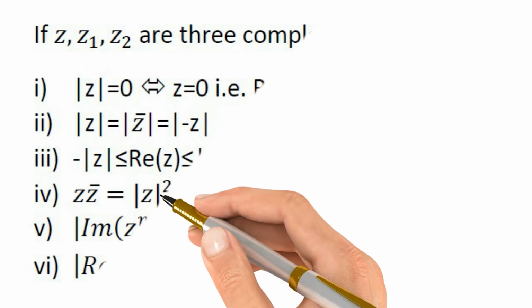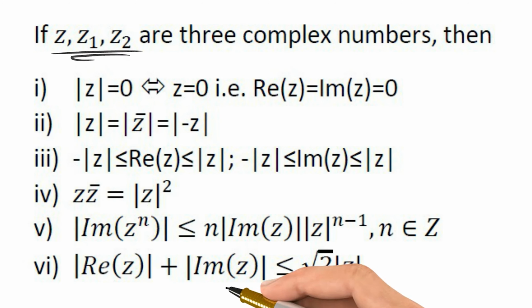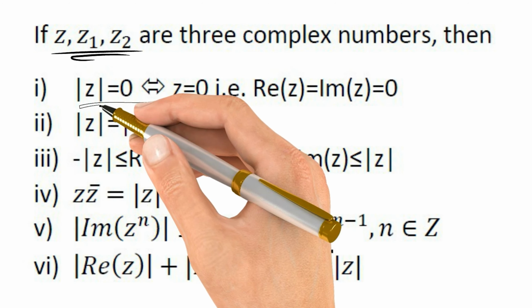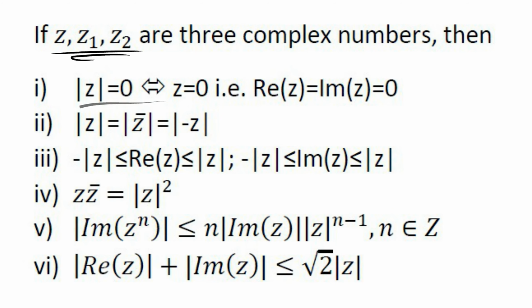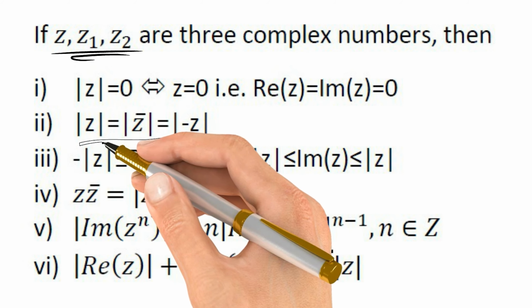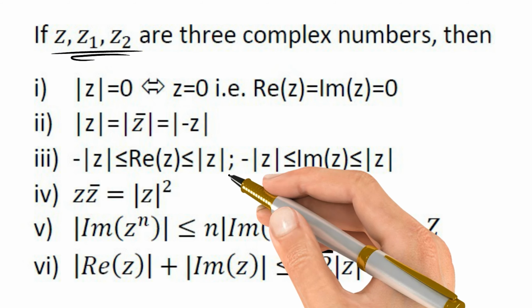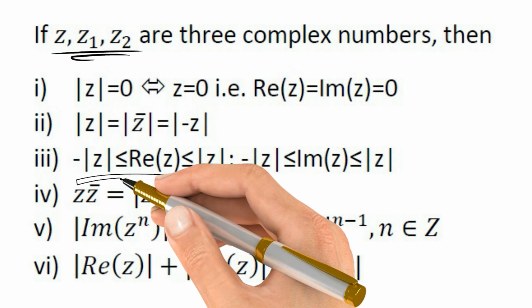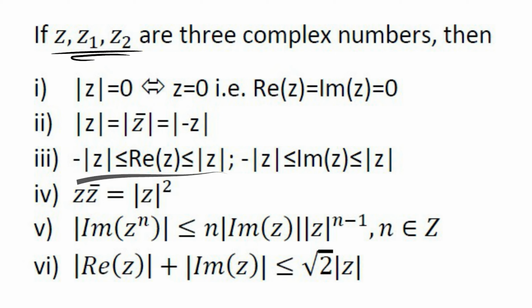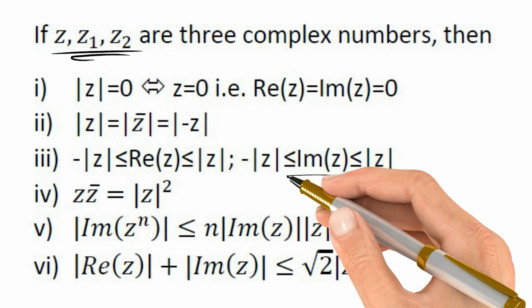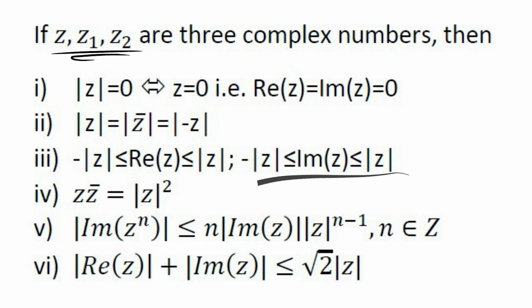If z1, z2 and z are complex numbers, then modulus of z equals 0 denotes that z equals 0, that is Re z equals Im z equals 0. Next, modulus of z equals modulus of z bar equals modulus of minus z. Minus modulus of z will be less than or equal to Re z, which will be less than or equal to modulus of z. Now minus modulus z will be less than or equal to Im z, which will be less than or equal to modulus of z.